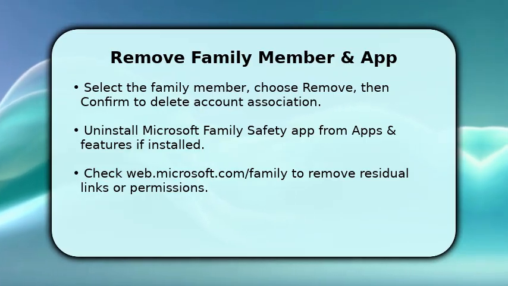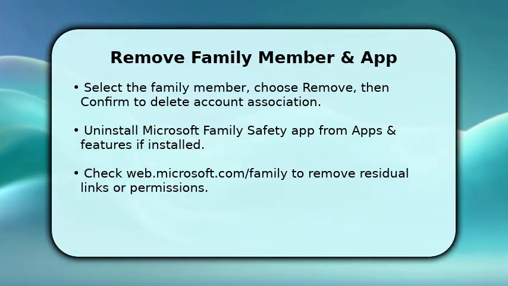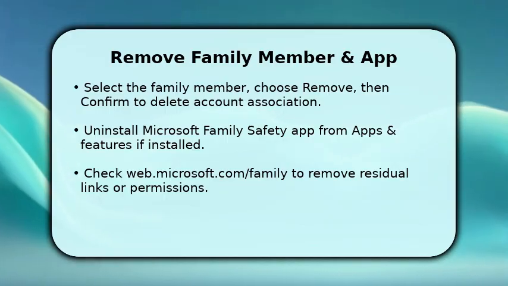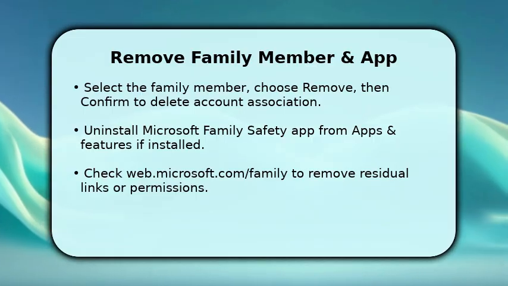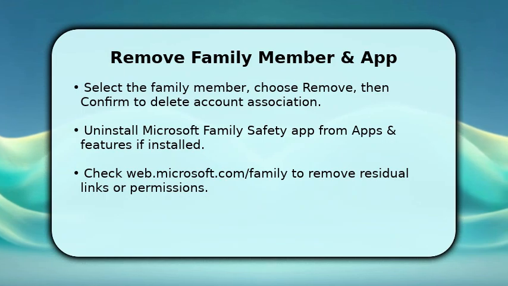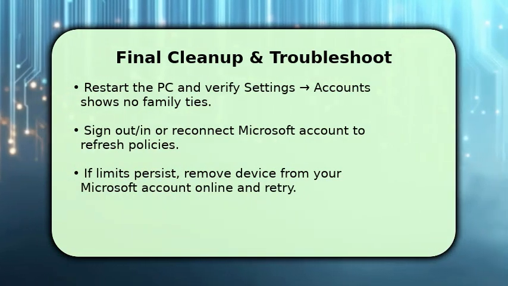After removal, open Apps and Features and uninstall the Microsoft Family Safety app to stop device-level enforcement. Then, make sure to visit the Family Safety web dashboard to delete any leftover relationships or scheduled rules. This ensures the account can't reapply limits. If the person is a child, you may need to transfer or delete their data, as prompted by Microsoft. Finish by restarting the PC to let policy changes take effect.